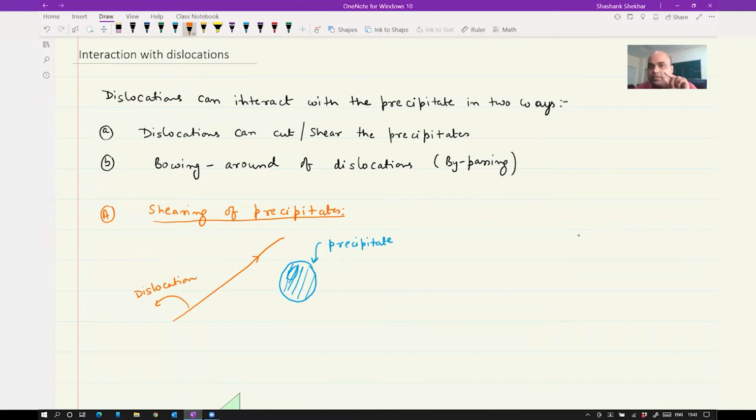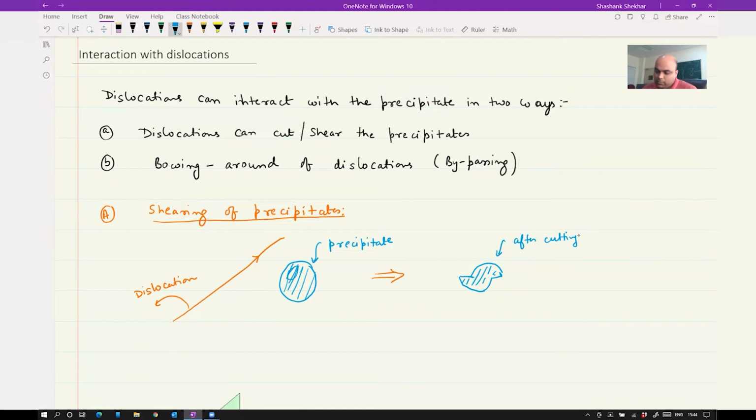Okay, so the dislocation is moving on its slip plane. It finds a precipitate there. Now, I have already mentioned, it can do two things. It can either cut it or it can bypass it. Right now we are talking about cutting of the precipitate. So when it cuts it, the precipitate is going to be something like this. It is going to create two new surfaces. So this is cutting. After cutting, it has cut the precipitate.